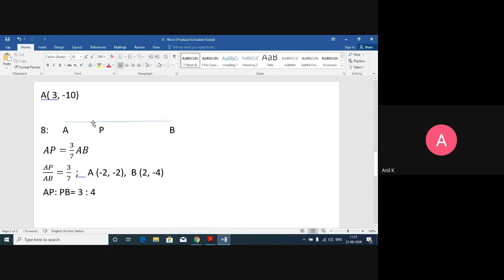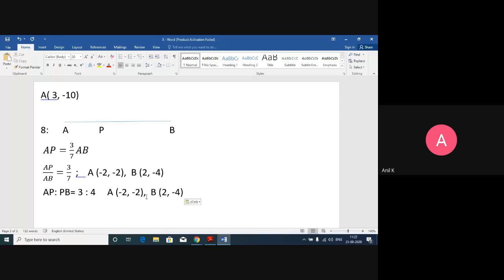The formula applies only for AP is to PB, not for any other thing. But the ratio is known, M is to N. The points A and B are known. Now I can apply the section formula peacefully without any doubt. Is that clear?